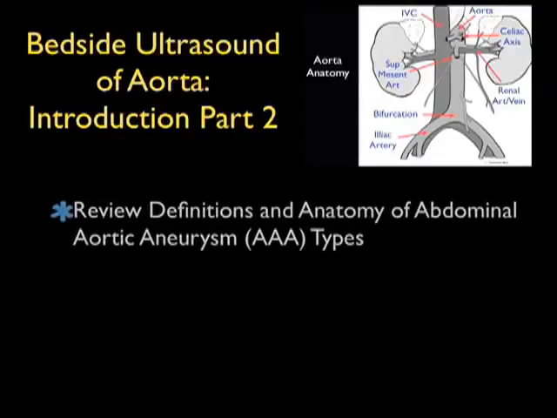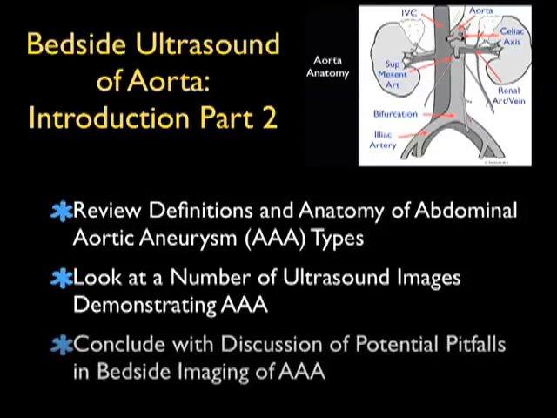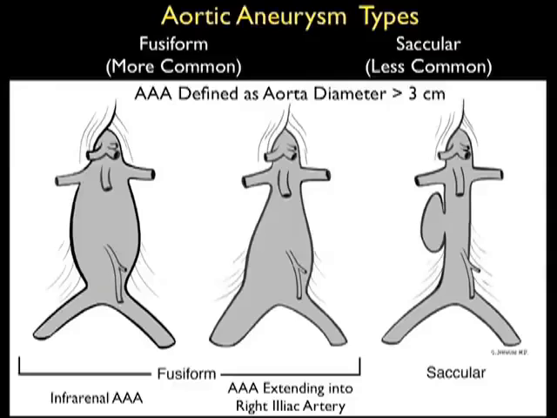In this Soundbites module, entitled Part 2 of Bedside Ultrasound of the Aorta, we'll go further on our discussion of bedside ultrasonography of the aorta and detection of abdominal aortic aneurysms. We'll begin with a review of the definitions and the anatomy of the types of abdominal aortic aneurysms that you may encounter in the emergency department. We'll look at a number of ultrasound images demonstrating AAAs, and we'll conclude with a discussion of the potential pitfalls in bedside imaging of an abdominal aortic aneurysm.